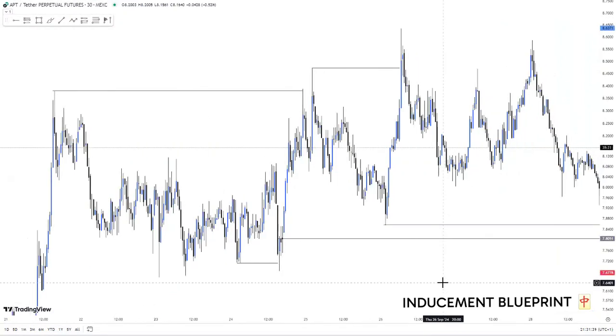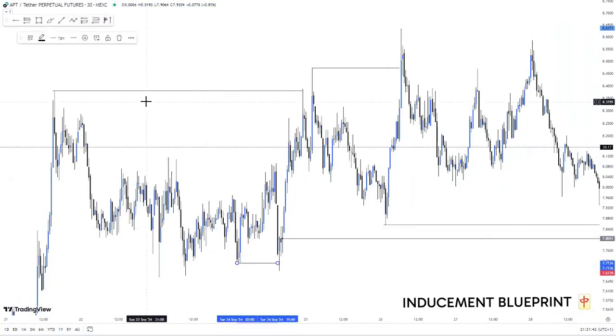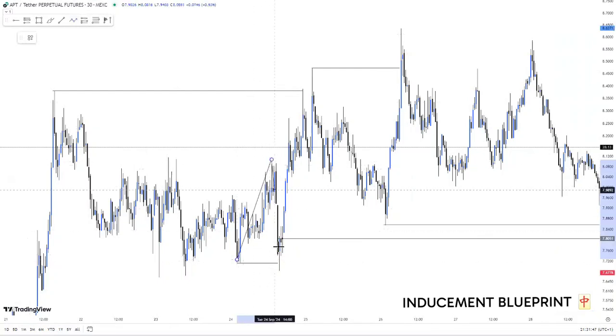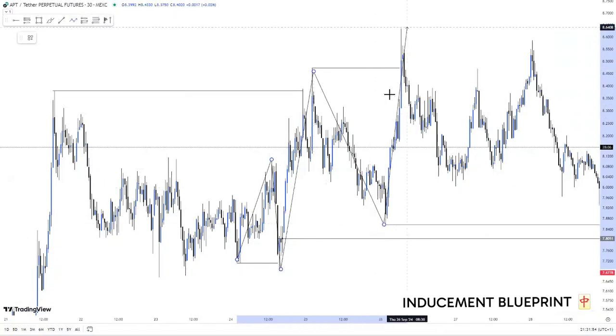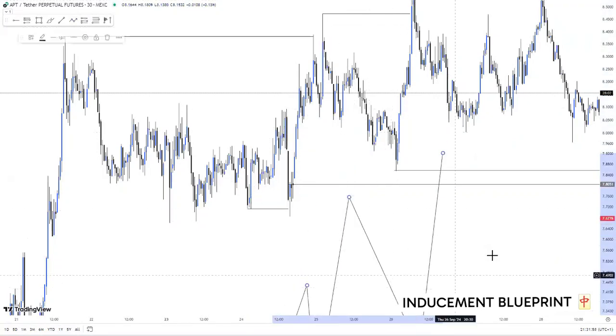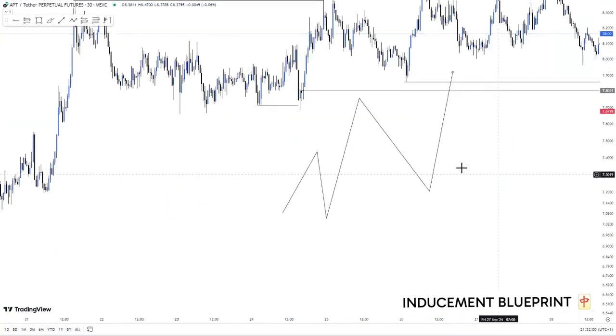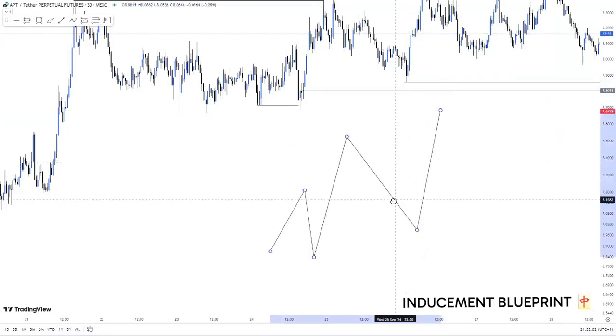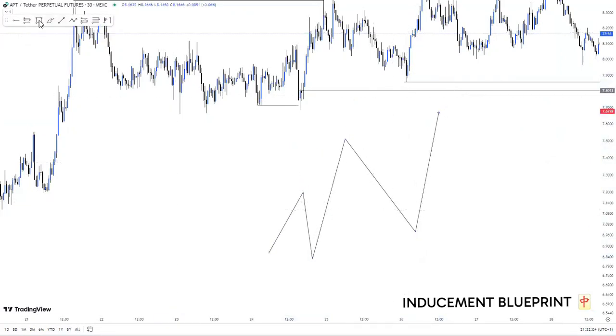Okay, wait, let me just map out the structure for you guys. You can see we had a sweep here. We had a sweep. What's next? Break to the upside, an engagement, and then a final break to the upside. So let me just drag this out.